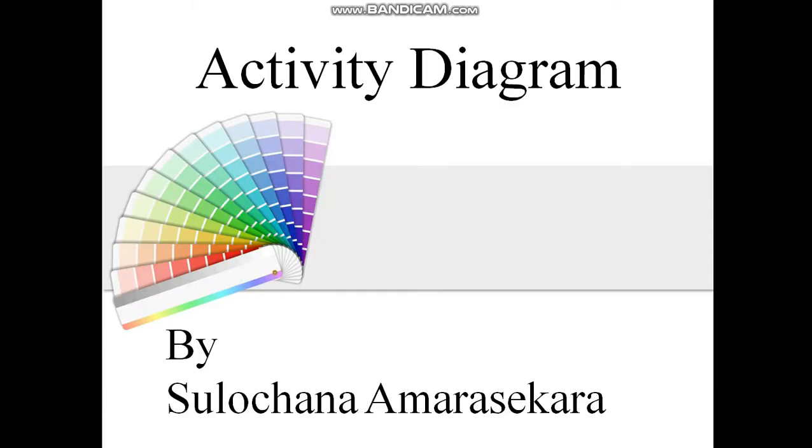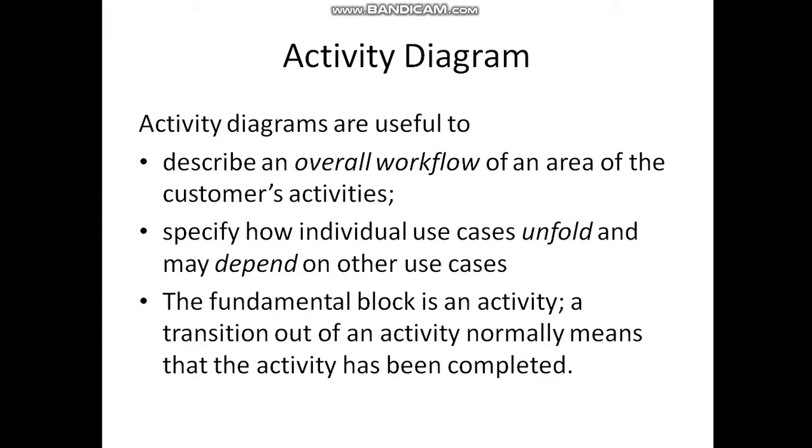Today's lesson is activity diagram. Activity diagram comes under object-oriented design. We can use activity diagram to describe overall workflow in a system. In other words, activity diagram represents activities and their working sequence which are needed to provide system service to the customer. And it describes activity sequence under each use case and activity connection within use cases.